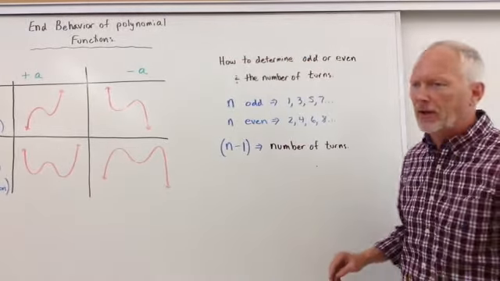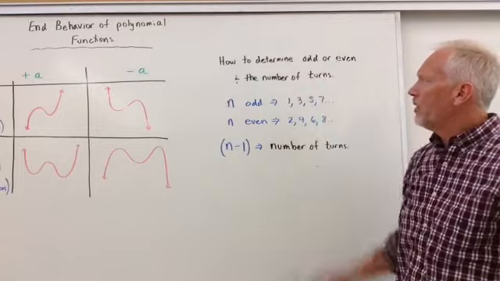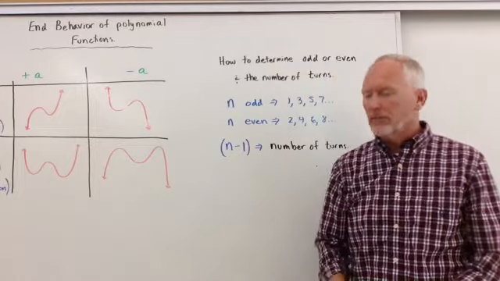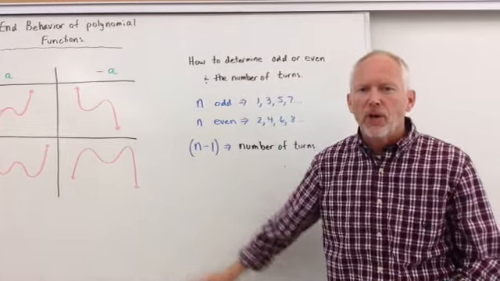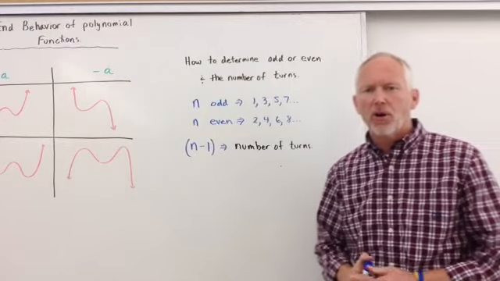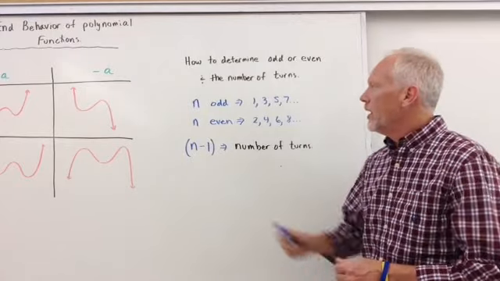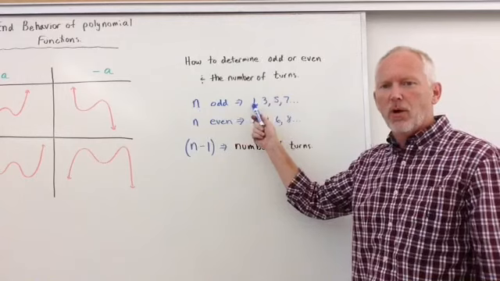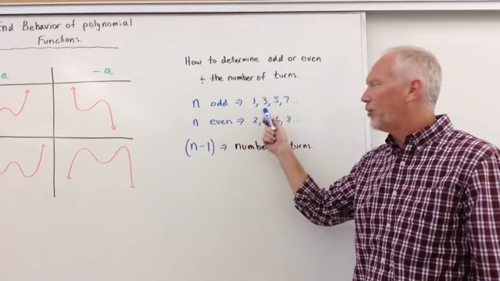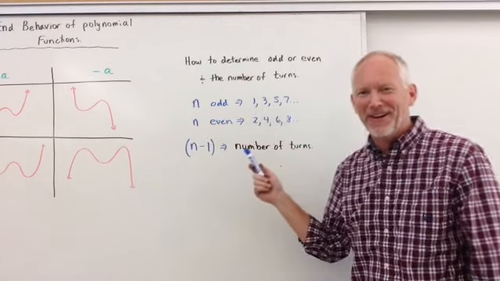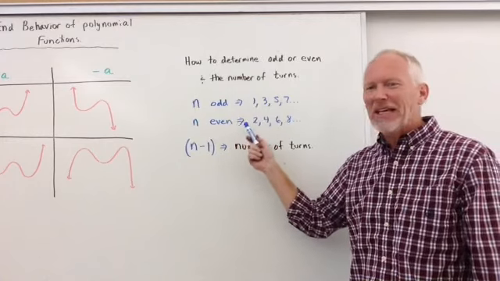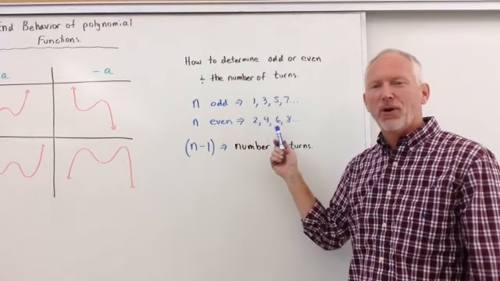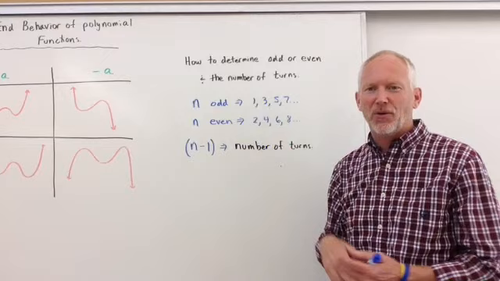Some other details here. How to determine if odd or even. Well, I mean, we're math, so hopefully we know what odd numbers are and even numbers are. But just in case, let's review. If n is odd, that's 1, 3, 5, 7. Easy for me to say, right? Okay. If n is even, that's 2, 4, 6, 8, etc. So that's how we know.